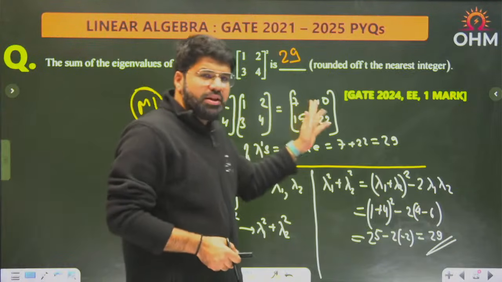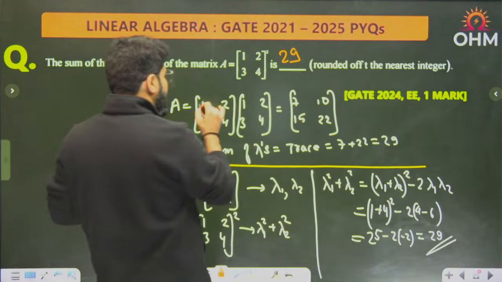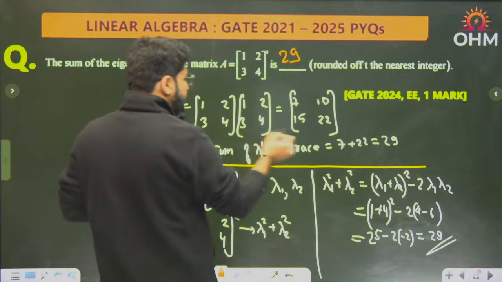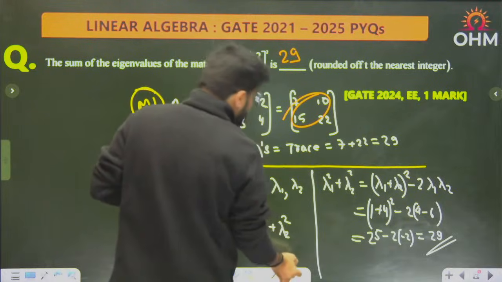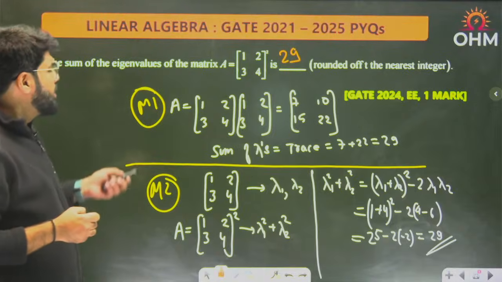In fact, if you are forming the matrix also, you could directly have taken the first row, first column A11, then the second row, second column A22. These two are not required also. But okay, I just completed it.